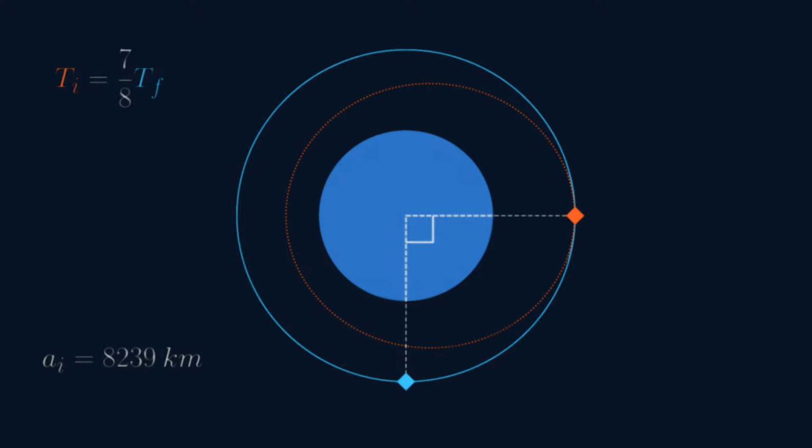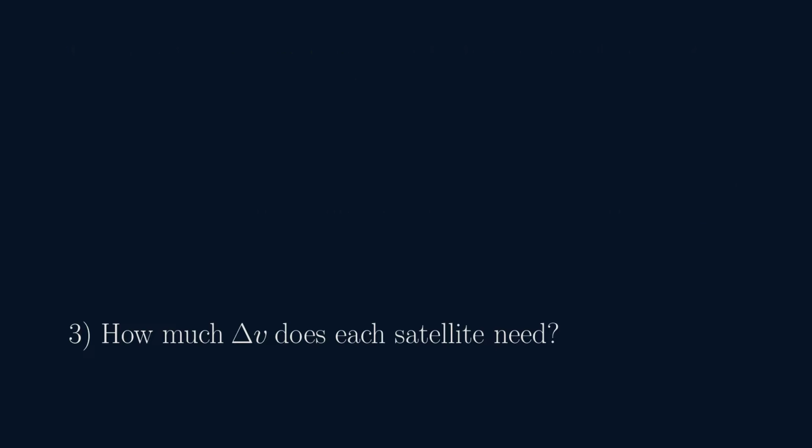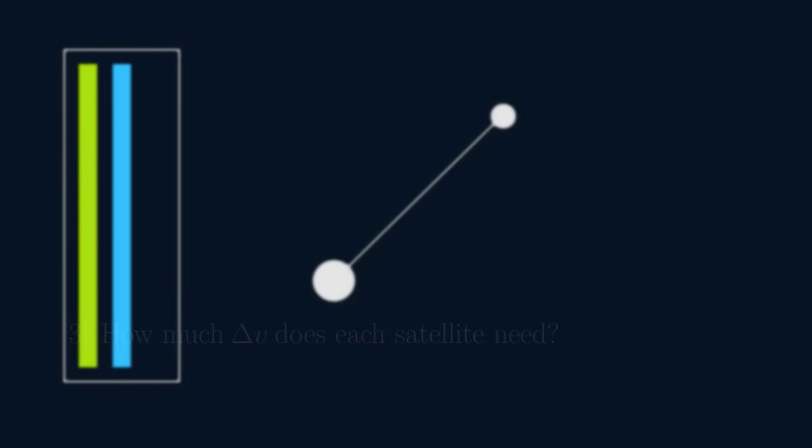We now know the final orbital radius and the perigee of our transfer orbit. That means there is just one problem left. What is the delta V needed for each satellite to transition from the transfer orbit into its final circular orbit? To solve this, we can use the concept of energy conservation.